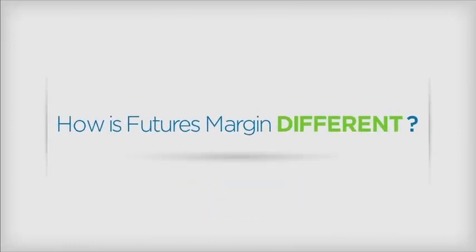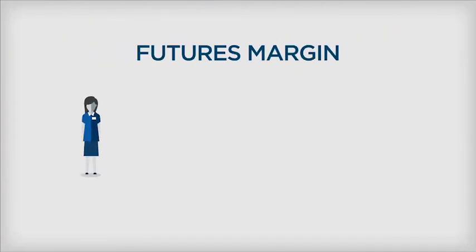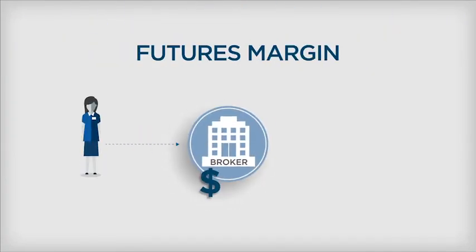This practice is often referred to as buying on margin. So how is futures margin different? Futures margin is the amount of money that you must deposit and keep on hand with your broker when you open a futures position. It's not a down payment, and you don't own the underlying commodity.